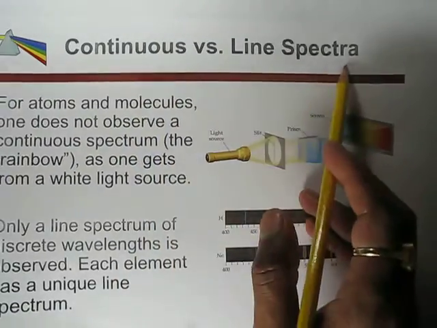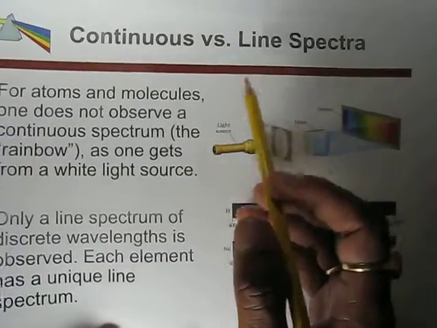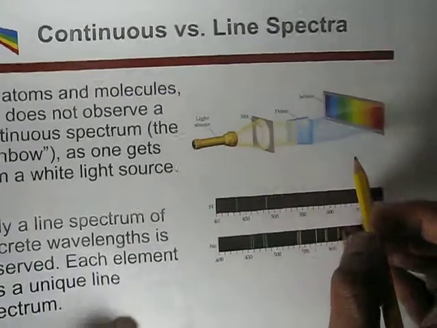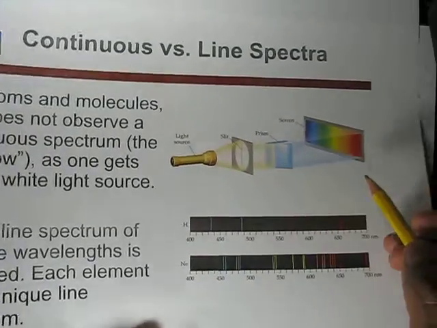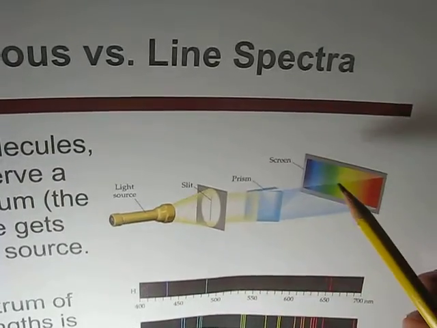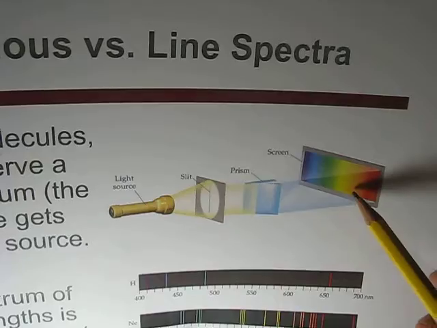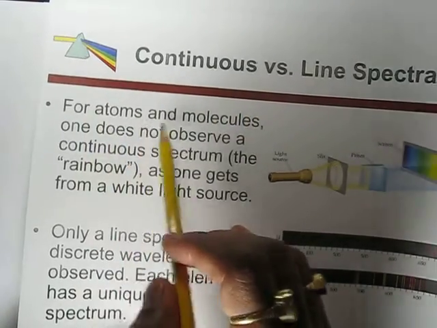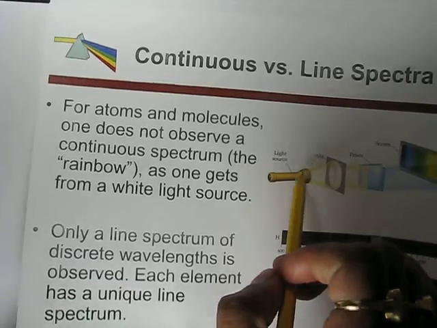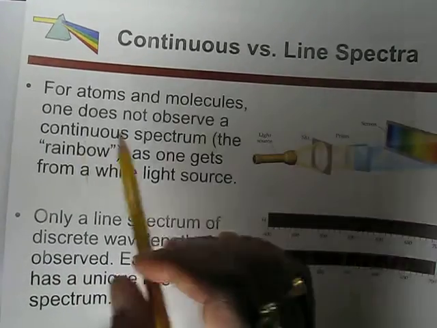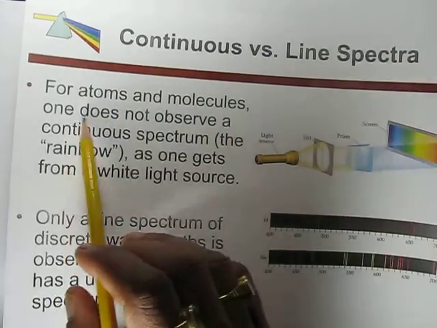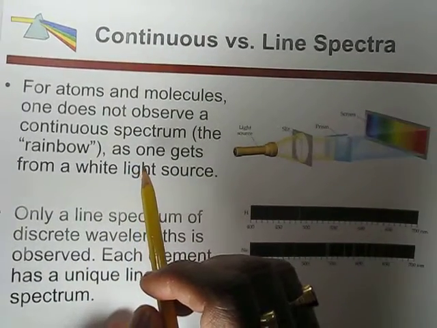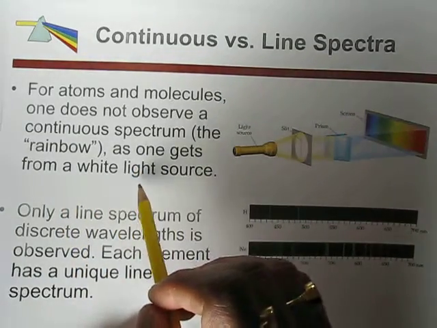So, continuous versus line spectra. What is the difference between line spectra and continuous spectra? If you remember, a white flashlight contains all 7 visible colors, and when you pass it through a slit and prism, you can see the visible spectrum, which is called VIBGYOR. This type of spectrum is called a continuous spectrum, which comes from white light. But for an atom or molecule, one does not observe a continuous, rainbow-like spectrum, as one gets from a white light source.